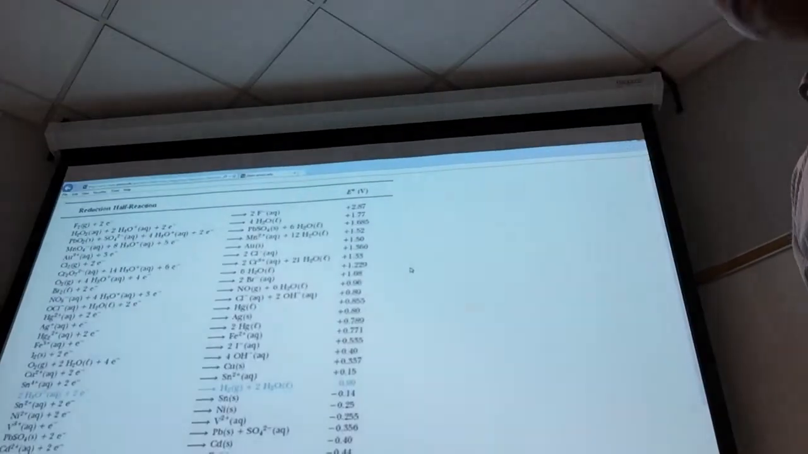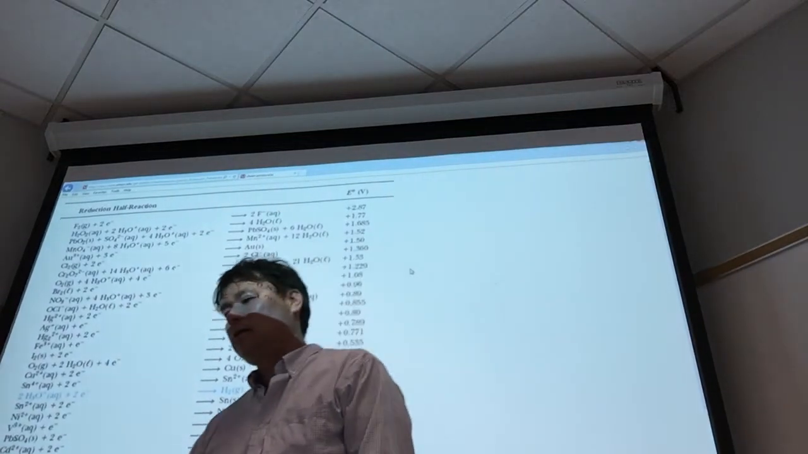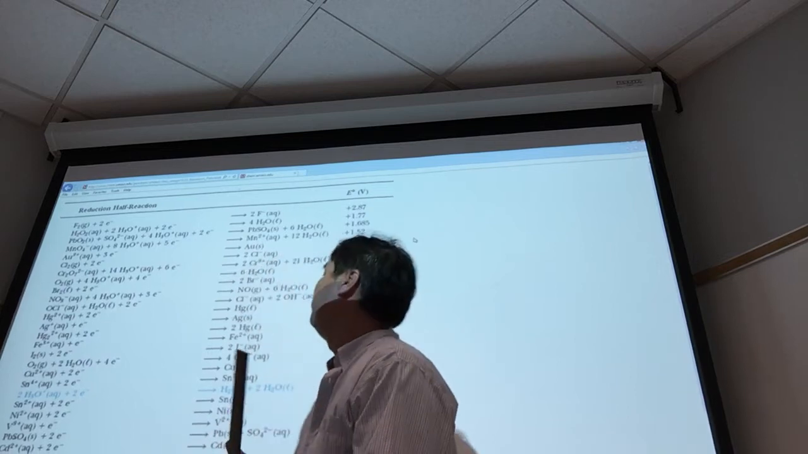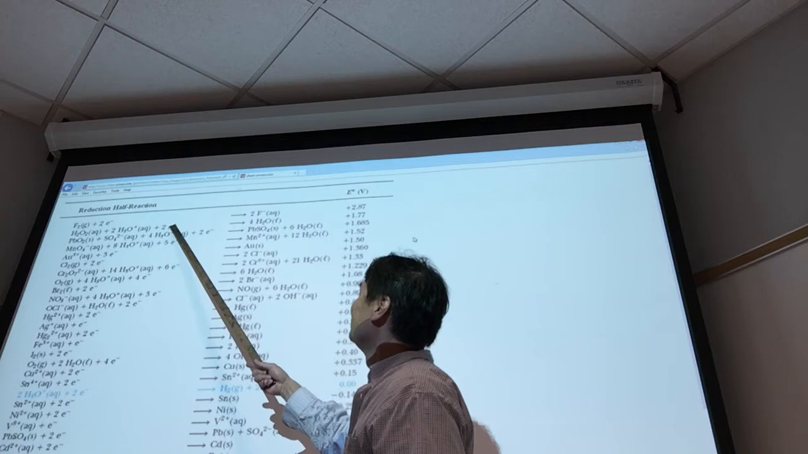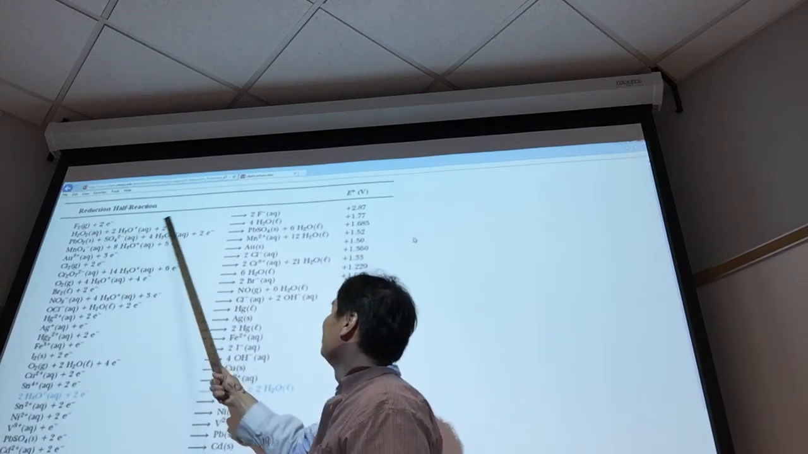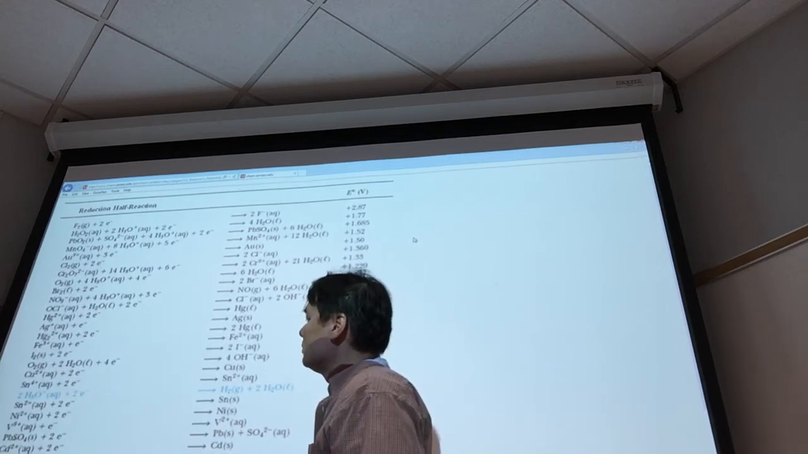All right, let's take a look. Do you know what this chart is called? This chart is called standard reduction potentials. Here we have fluorine, the strongest oxidizer. We want to figure out iron 2 plus. We want something that won't react with iron 2 plus.